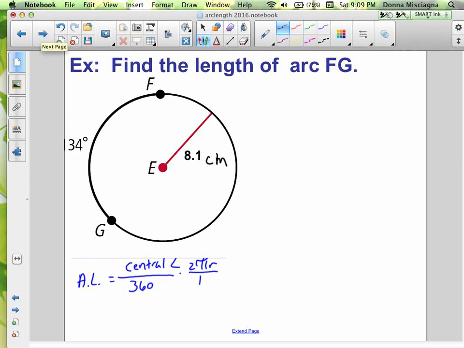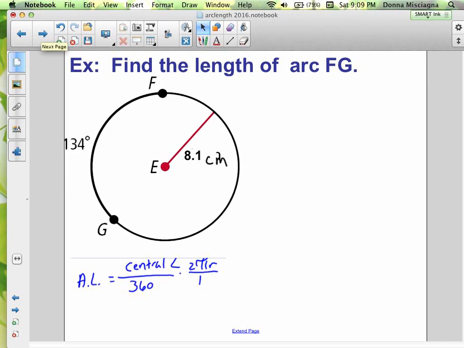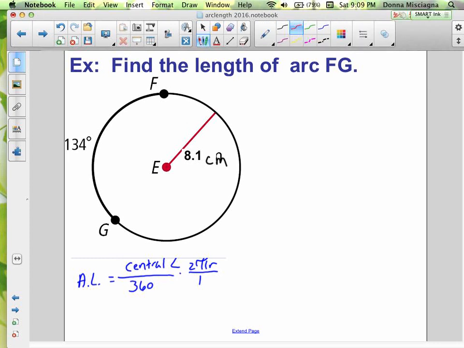We're given the measure of this arc here, FG, is 134 degrees. So follow along, and you can add this to your notes as well. We know that the measure of the arc in degrees is the same as the central angle in degrees. So this is 134 degrees as well. 8.1 is the radius.